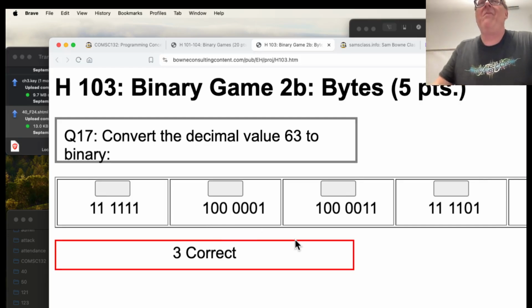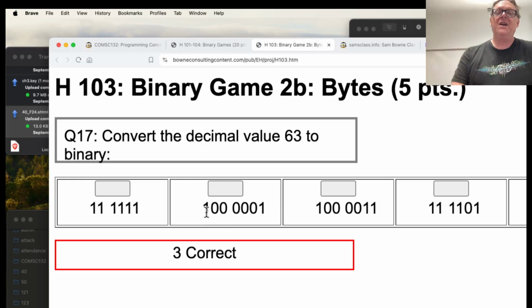Would it be 1, 1, 1, 1, 1, 1? Yes. It's 64 minus 1. The 64 is over here. When you subtract 1, all the rest turn to 1s. That's the easy way to do it. Of course, you could also add 32 and 16 to get 48, and then 15 to get 63, but that's the hard way. The easiest way is to know when you subtract 1, this turns to 0, and you go 0, 0, 0, 1, 1, 1, 1, all the way around.